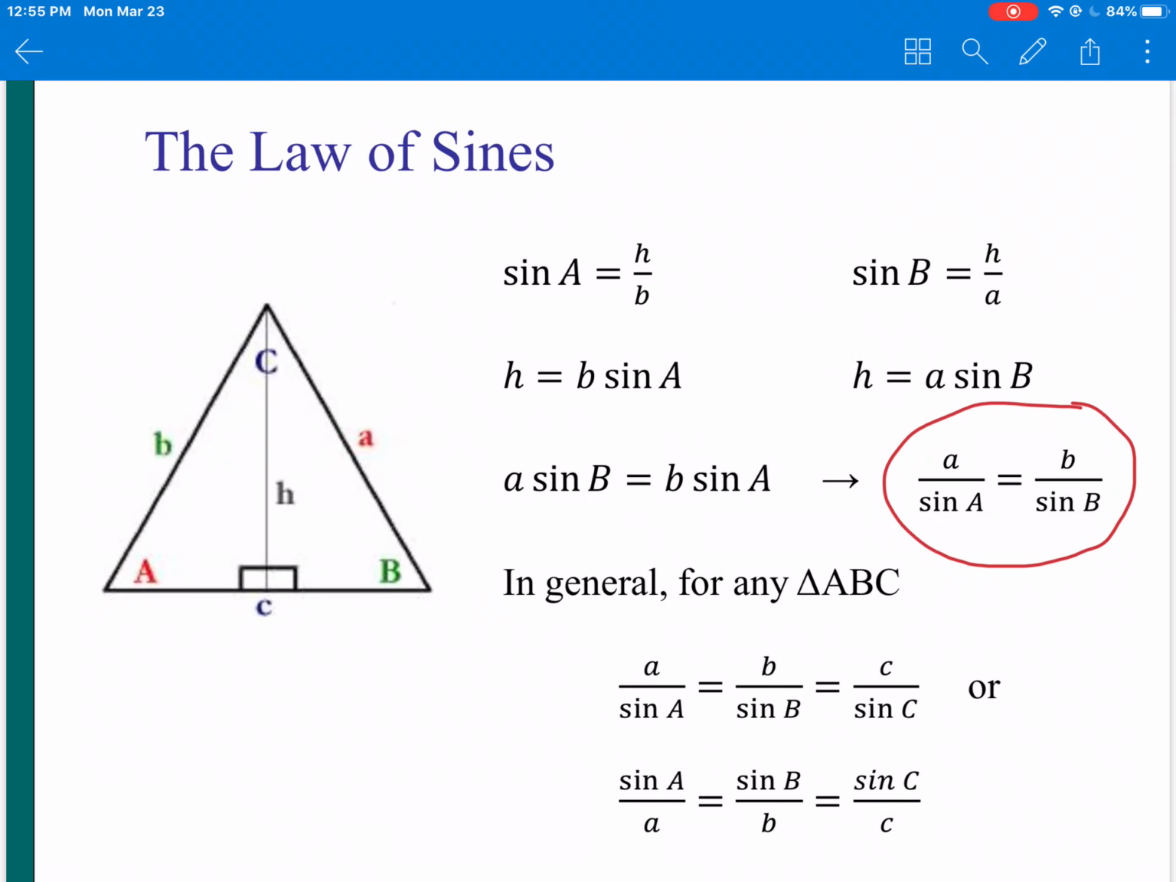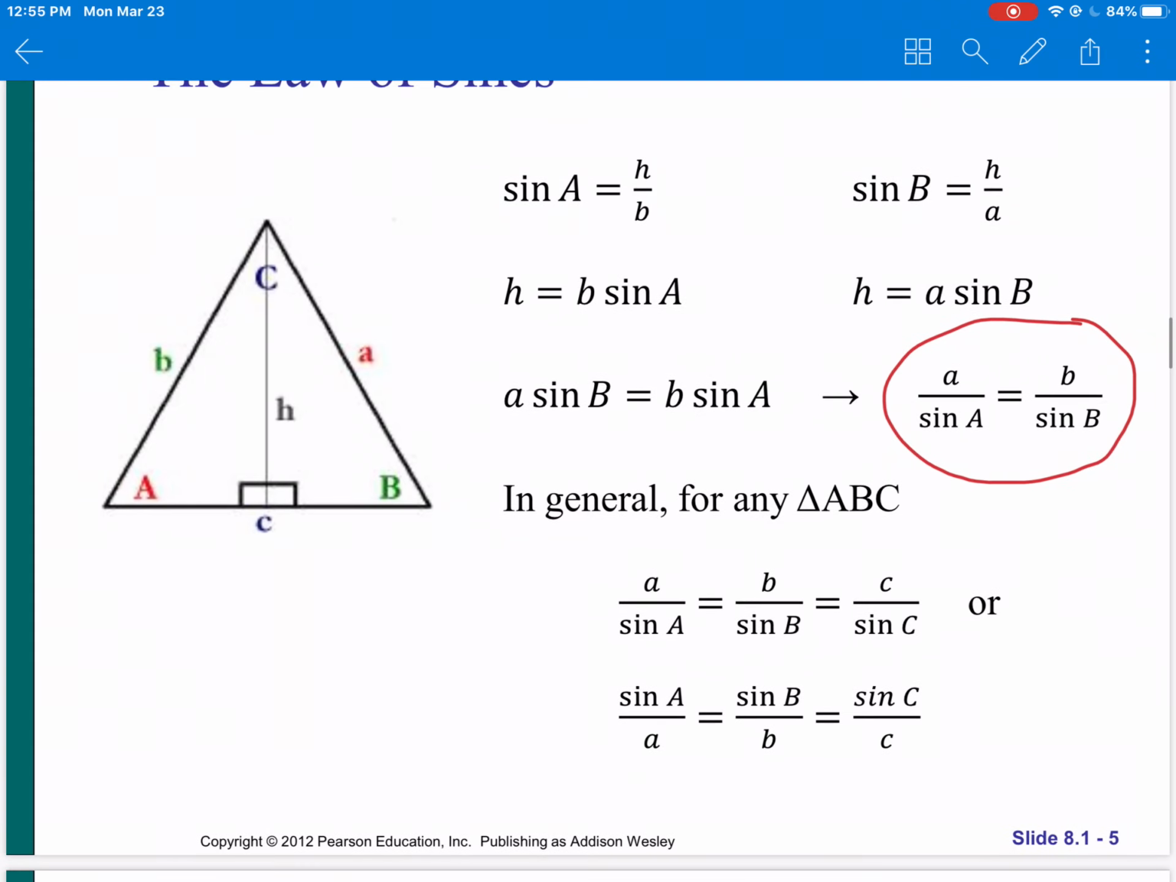Just keeping in mind the labeling of the angles and the sides is purely arbitrary. Ultimately it's this ratio between the length of a side and the sine of the angle opposite that side. So the ratio of a to the sine of A is always equal to the ratio of b, the length of side B, to the sine of angle B, and then equal also to c over sine C. So again, the main observation there is that these ratios are always the same: the length of a side compared to the sine of the angle opposite that side. It's always the same within that triangle. And beneath that, I just wrote them in reverse, right? I flipped them.